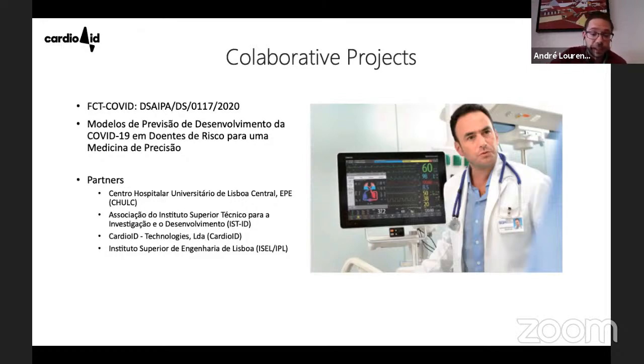And we have a very interesting database now with more than 600 patients that were part of the UCI, so cuidados intensivos, and we are analyzing it, and it's really amazing.